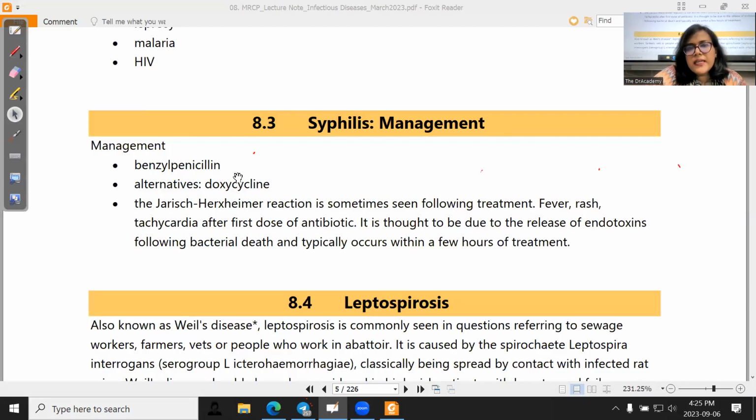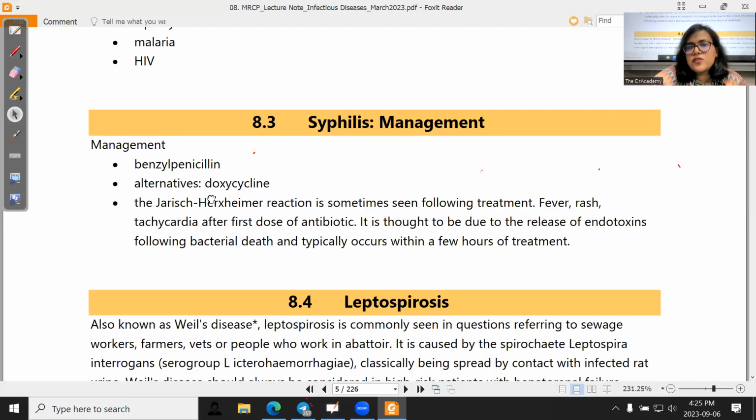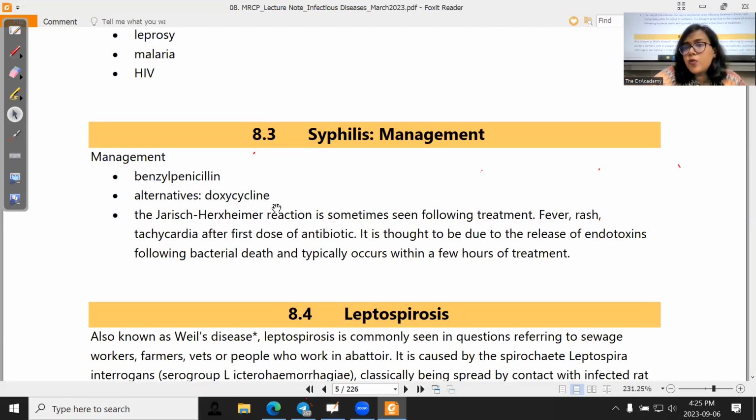Alternative is doxycycline. I would say doxycycline is not really only indicated for people who are allergic to penicillin. Apart from that, do try to remember penicillin.